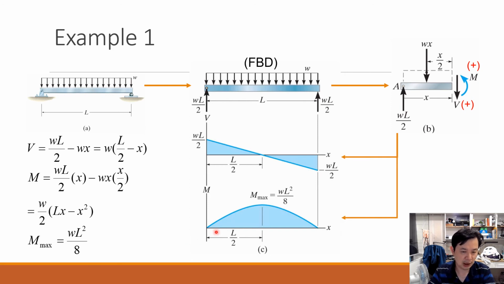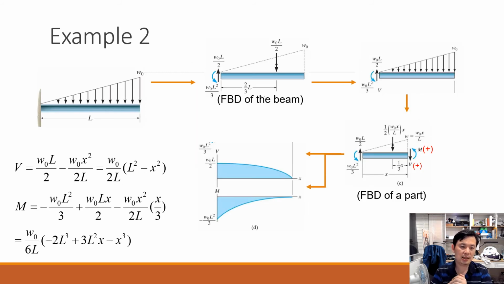And for the moment, it starts from 0 and goes to the maximum at the middle and then decreases to 0 again on the other side. For the maximum value, you can input L over 2 into the moment function and get the maximum value as WL squared over 8 in your diagram. That's all the process you need for this example.